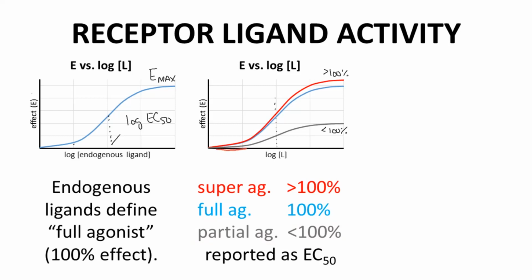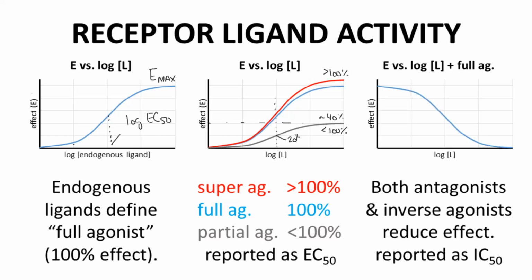So this line, this gray line, for a partial agonist only reaches about 40% effect. Its EC50 is still measured at just 20% effect, which is half of that particular ligand's maximum effect.